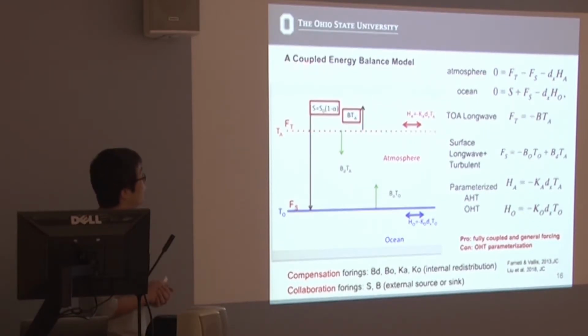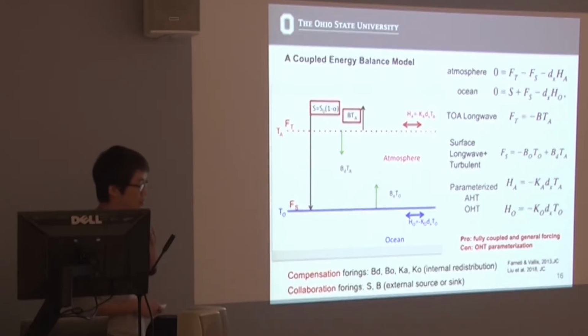And we use a coupled energy balance model. The energy balance model is very simple. It is one-dimensional, and the energy in the atmosphere is balanced by the top of atmosphere heat flux, the surface heat flux, and the meridional atmospheric heat transport. In the ocean, it is similar: the solar radiation, surface heat flux, and the ocean heat transport. Even though our model is very simple, it can produce a very good temperature profile against the observation. The pro of our model is that it is fully coupled and it has a general forcing.